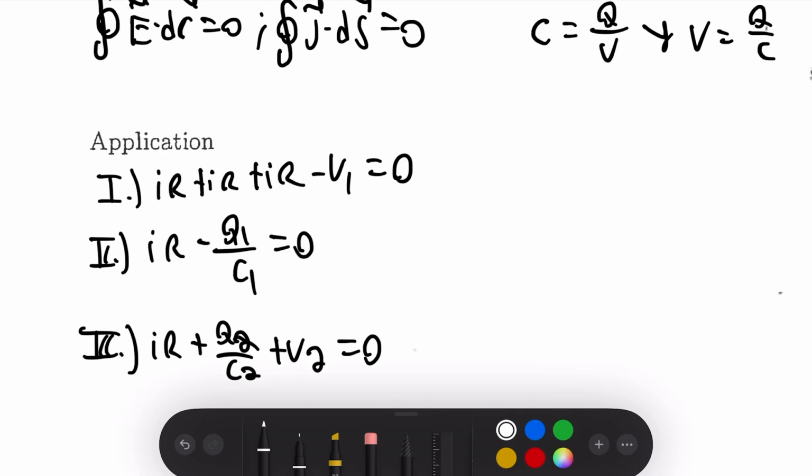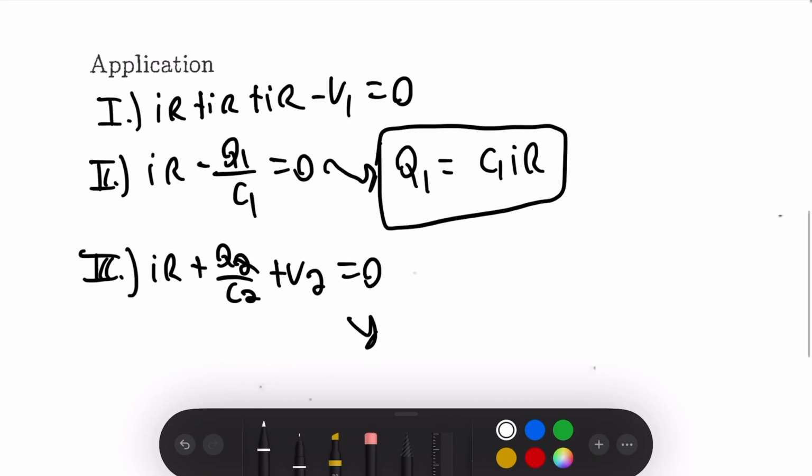So loop 2 is actually pretty easy to solve because I get Q1 is equal to C1 IR. Right? I just moved over the IR to the left. So I have 2 negatives. Negatives drop. I multiply by C1 on both sides. And that gives me Q1.